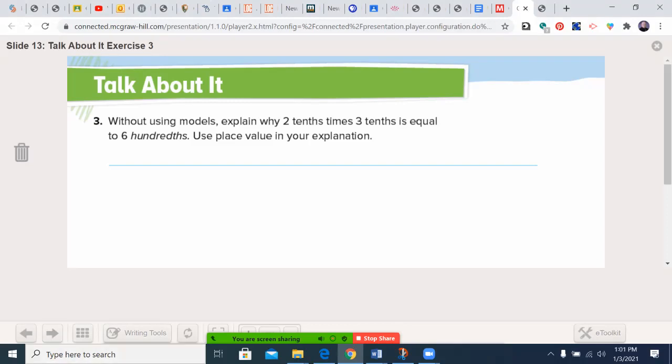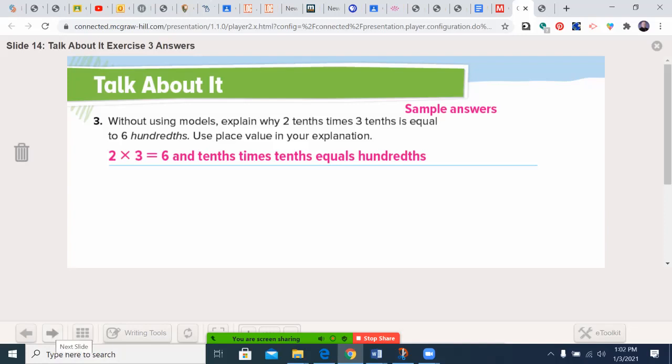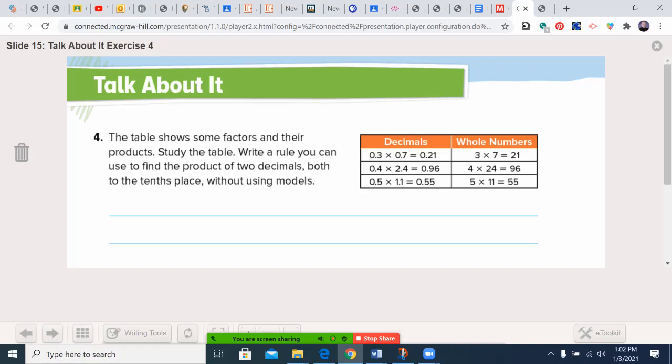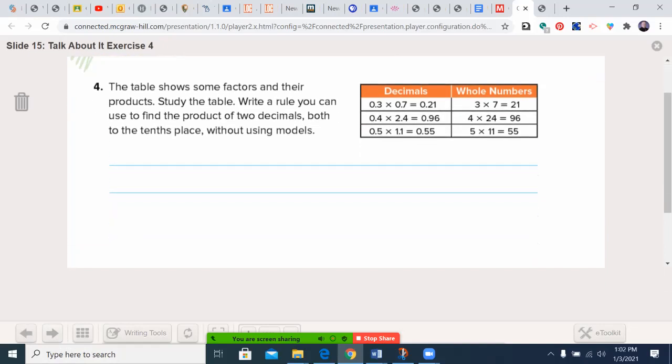Okay. Well, we have a 2 and a 3, which is 6. There are 2 decimal spots. So 2 tenths of 3 tenths. So 2 tenths of 30 is going to give you 2 out of each row, which is 6 individual blocks, which is 6 hundredths. Let's see what they told us here. And tenths times tenths equals hundredths. All right. Don't have to write that in. It was a talk about it. Let's do this one here before I have you do some practice.